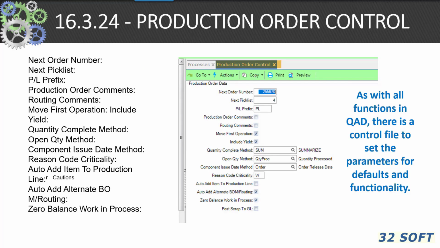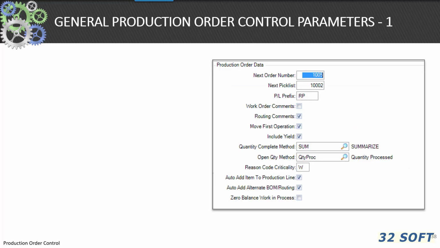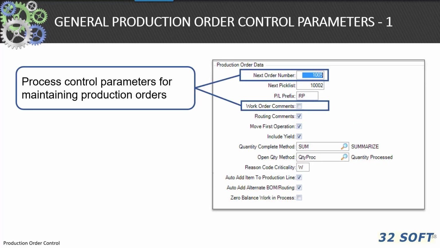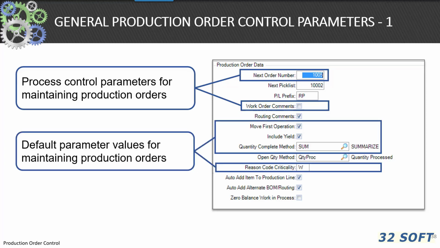16.3.24 production order control, all functions in QAD. There's a control file to set the parameters and default functionality. So the production control or production order control, you can denote the work order number or the production order number next. You can have comments. There's some default parameter values for maintaining production orders.